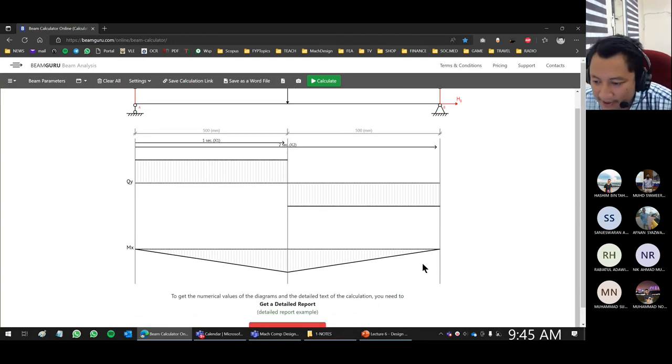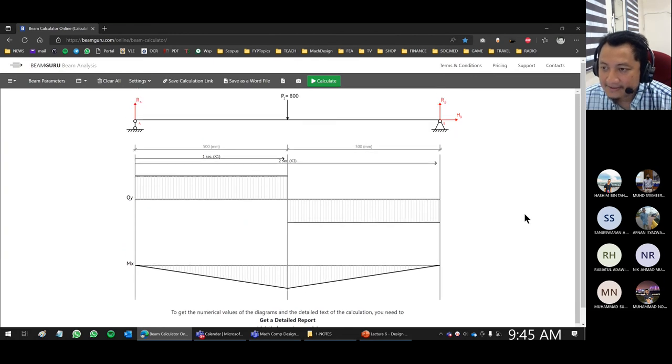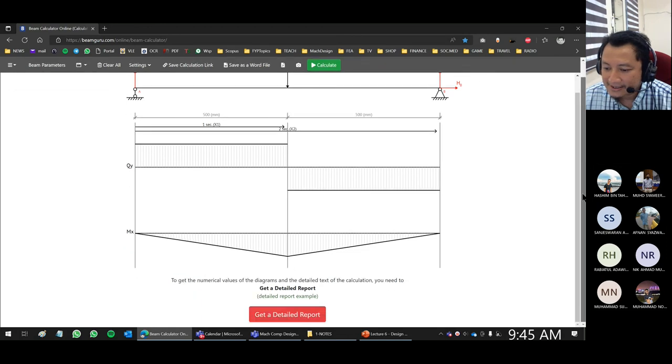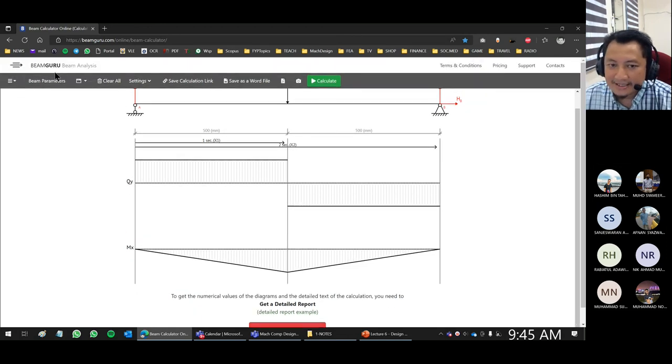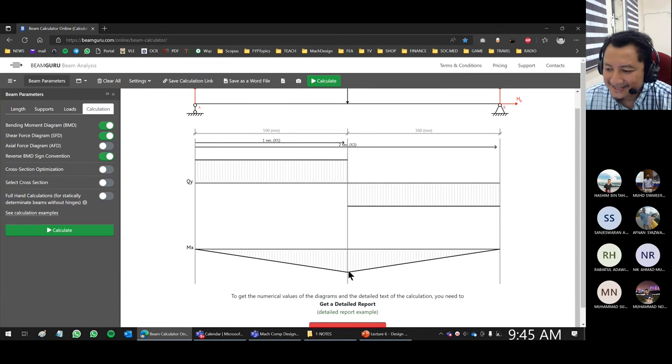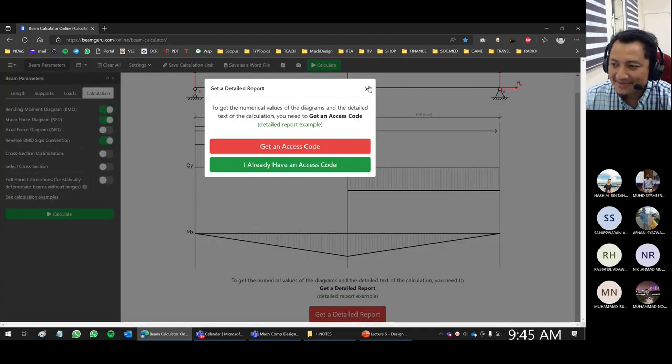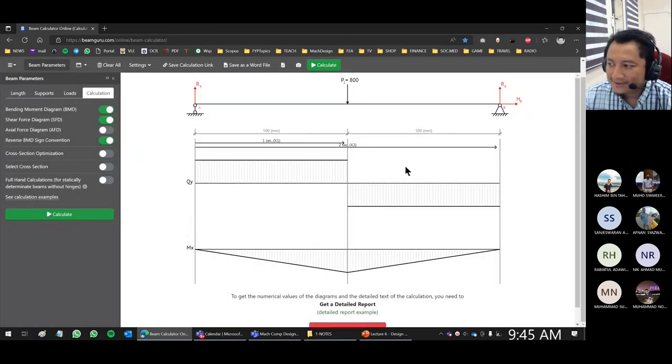Kamu kena dapatlah bending moment ni berapa. Berapa maksimum dia? Dia tak bagi ni. Dia suruh kita bayar ni. Nanti lah saya cari, mungkin ada lagi yang free. Get a detail report, suruh kena bayar lah. So, patutnya kita boleh calculate manually lah. Tapi kadang-kadang nak double check pakai calculator macam ni pun okey je.